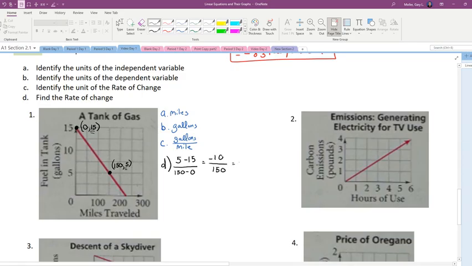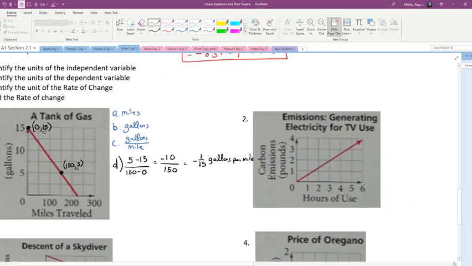If I reduce this, I get negative 1/15 gallons per mile. Interpret that. Every mile, I use 1/15 of a gallon, is what this says. All right.